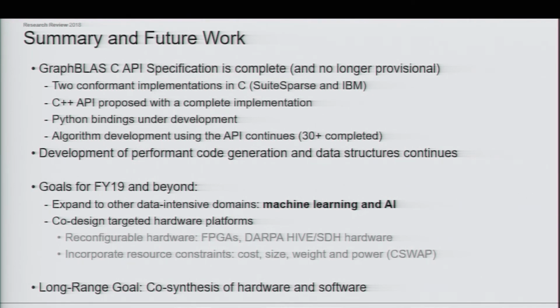For FY19 and even beyond the next 3 years, we really want to get into co-design and co-synthesis. So for the next 3 years, we'll also be building in some of the cost functions that include cost, size, weight, and power targets for your hardware platforms. But really, we want to get to full co-synthesis, where you give us the math, the algorithms that you want to run, and it proposes hardware for you, all the way down to the ASIC that you want to design or produce.